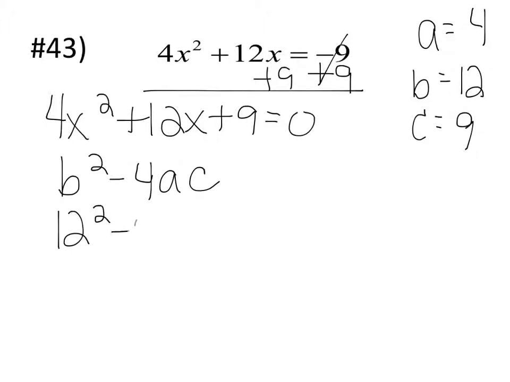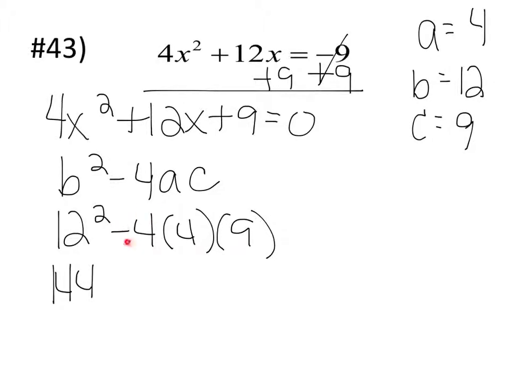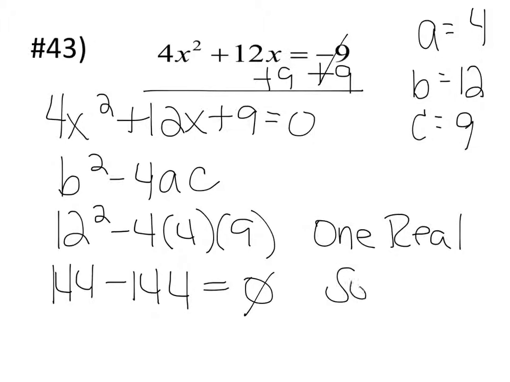So 12 squared minus 4 times 4 times 9. 12 squared is 144. Negative 4 times 4 is negative 16. Times 9 is negative 144. 144 minus 144 is 0. If you get 0 for your discriminant, then that means that you have one real solution. And that's all they're asking you to do on these problems.